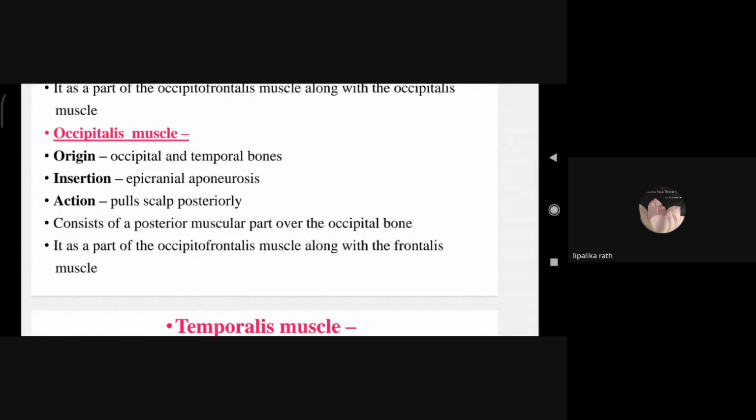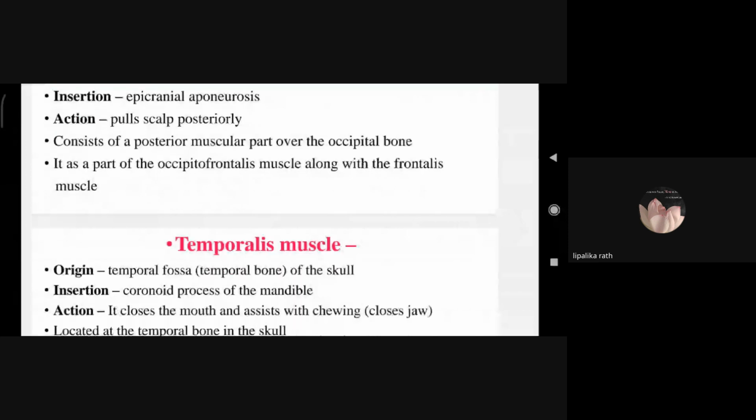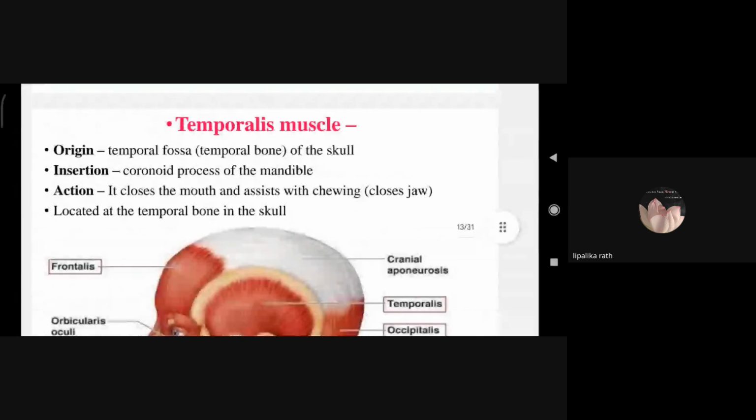Occipital and temporal bones are the origin of the muscle. Insertion is epicranial aponeurosis posteriorly. It is the posterior muscle part, along with the frontalis muscle. You don't have to go very deep about these muscles. Whatever is written in the slide is more than enough for you. Okay, just get the concept.